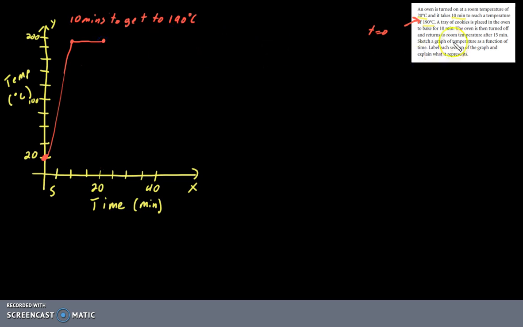Okay, so that was our next portion. We have baking for 10 minutes. Oven is then turned off and it returns to room temperature after 15 minutes. So at the 35-minute marking, we're back down to room temperature where we started at 20.